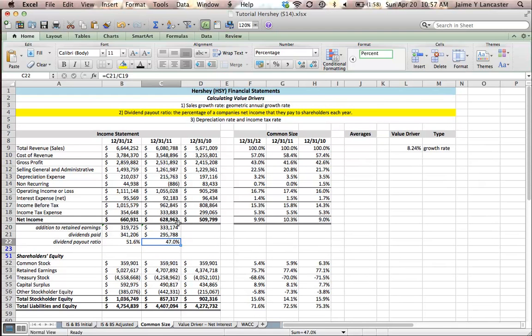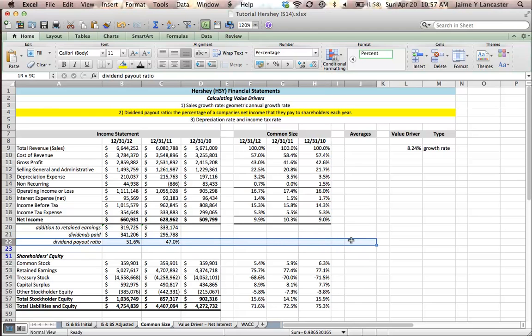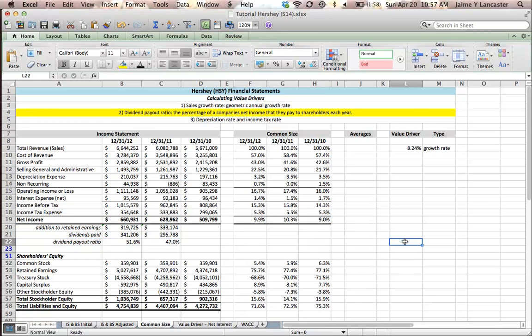All right, so for our value driver, when we forecast our dividend payout ratio, we're going to put the value driver here. We know that it was 47% paid out in one year and 51.6% paid out in the other. We're just going to call it the average of these two. On average, we're going to guess that Hershey's is going to pay out about 49.3% of their income as dividends. And so for type here, we're going to put percent of net income, because we think that 49.3% of net income is going to be paid as dividends.